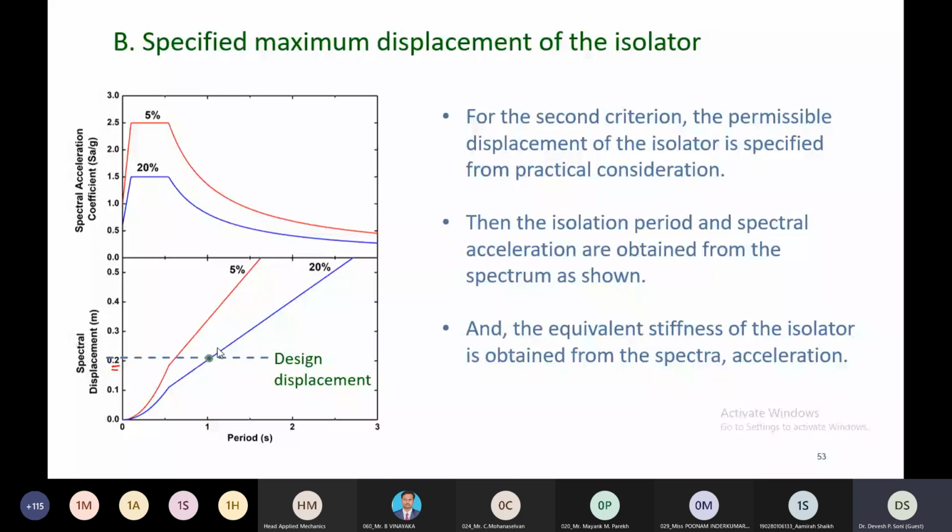Right. So if this is specified, we can read the value of time period. Okay. And from the value of time period, we can further go to the value of spectral acceleration. Right. So that is shown here. Once you know the spectral displacement, we can easily read the value of spectral acceleration. So as per this criteria, SD, spectral displacement, is specified, and from spectral displacement, isolation period and spectral acceleration are calculated. Okay. So this is the most common type of criteria used for the isolation system design.